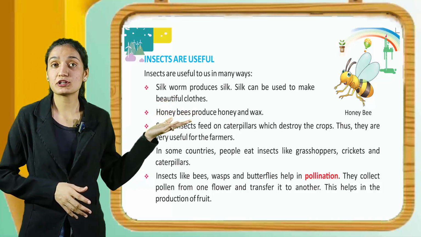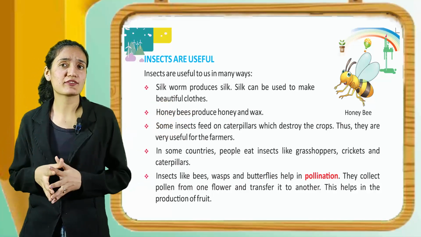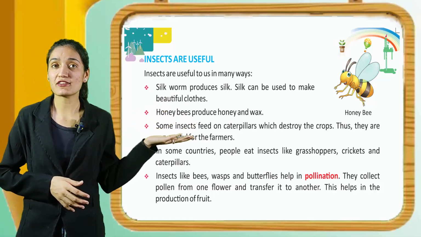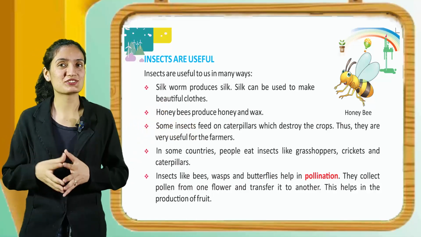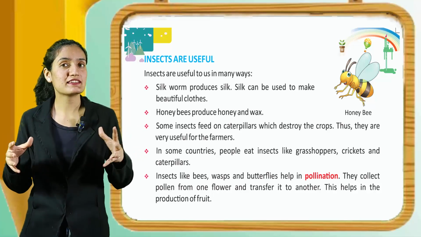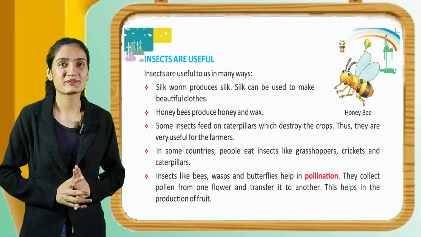Next, in some countries, people eat insects like grasshopper, crickets and caterpillars. Insects like bees, wasps and butterflies help in pollination. They collect pollen from one flower and transfer it to another. This helps in the production of fruit.